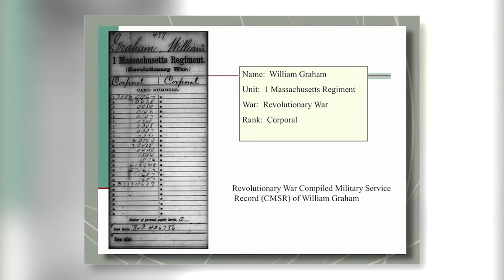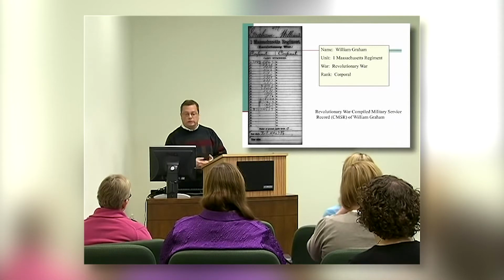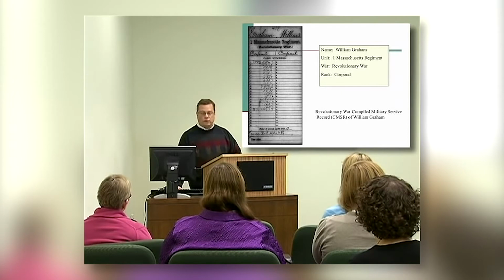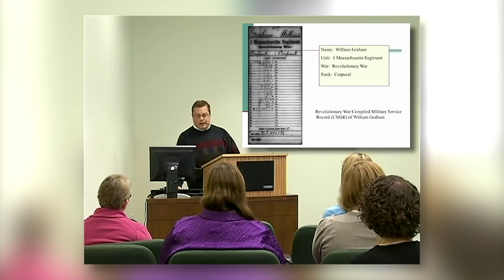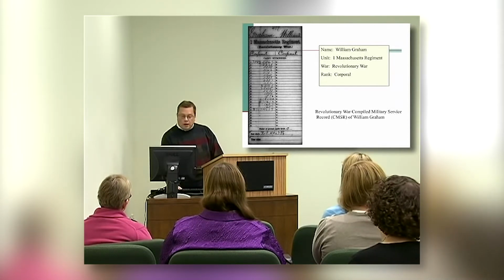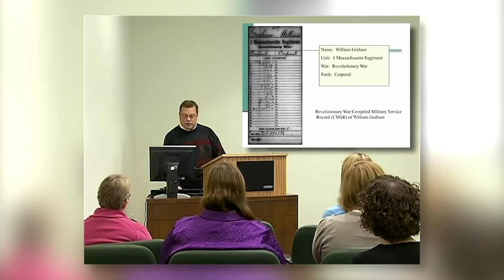So we'll take a look at a specific example of a service record, looking at William Graham, who served in the 1st Massachusetts Regiment during the Revolutionary War. If you look at the first image from that service record, this is actually an image of the jacket that the record is contained in, and it gives you the basic information right on the jacket about the soldier, including his name, his unit, the war he served, and it will also provide the rank that he held when he went into service and the rank that he held when he was discharged from service. There are also a series of card numbers that are arranged on the front of the jacket.